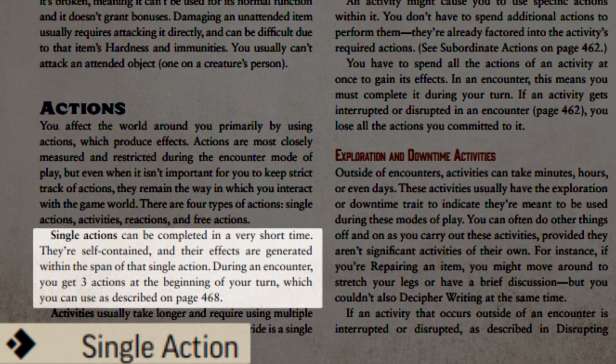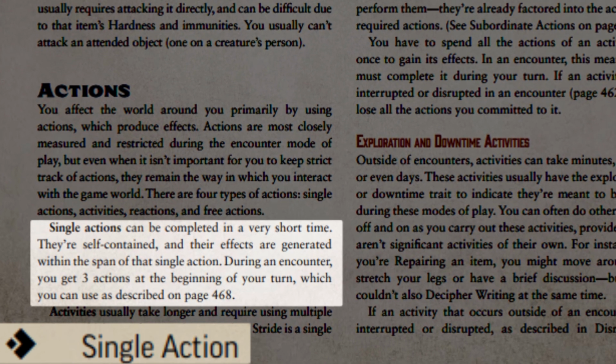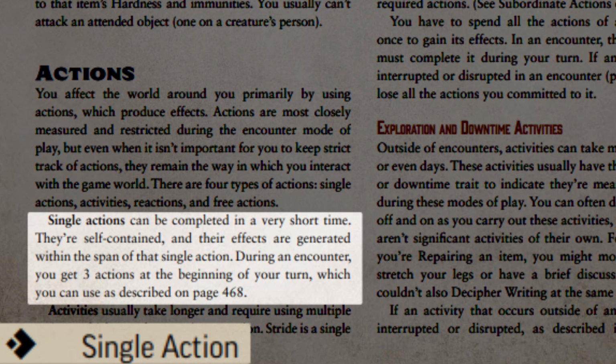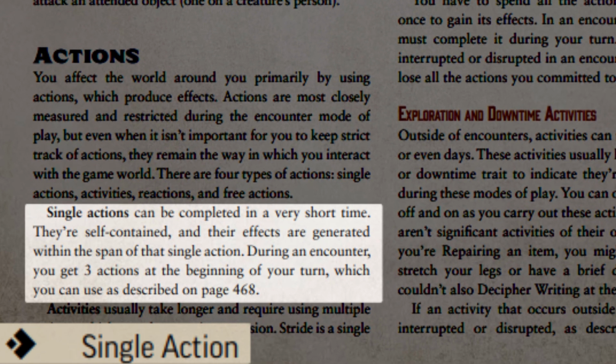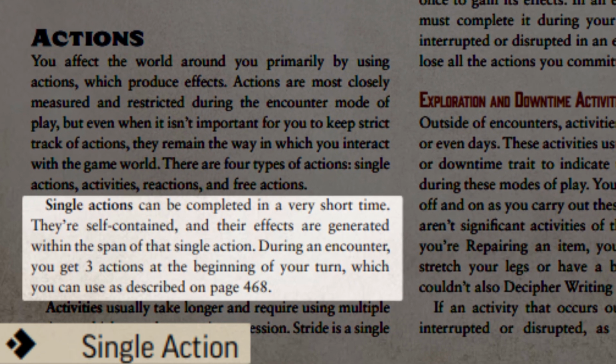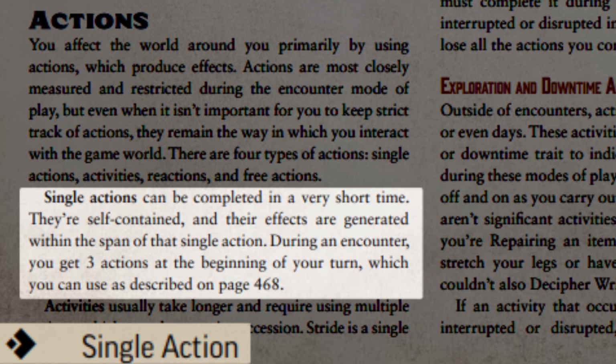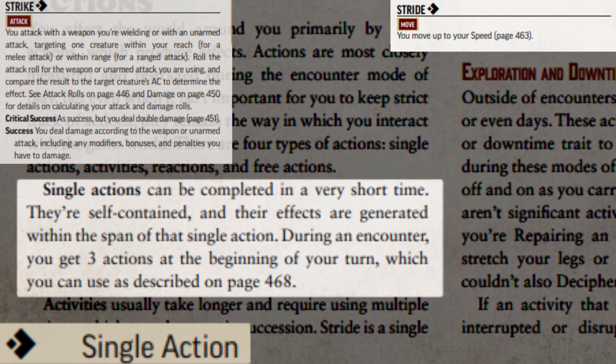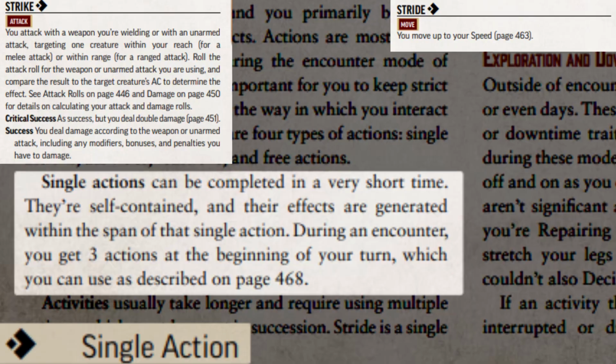Single actions are exactly what they sound like, and are the most common type of action. They cost 1 action during encounters and could be just about anything. The most common single actions are the Stride and Strike commands, and are used by almost every character in every encounter.